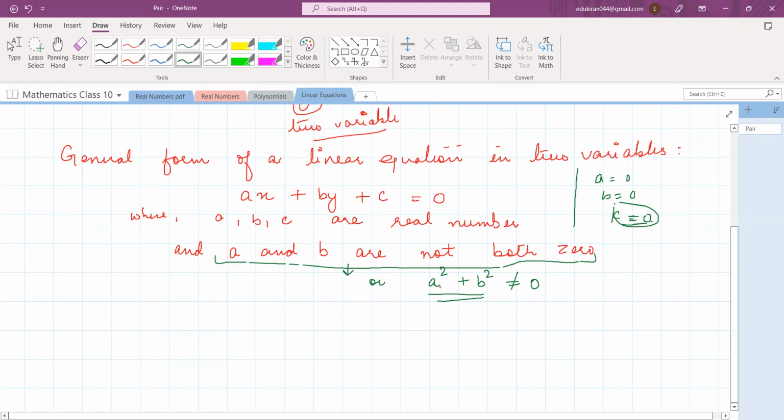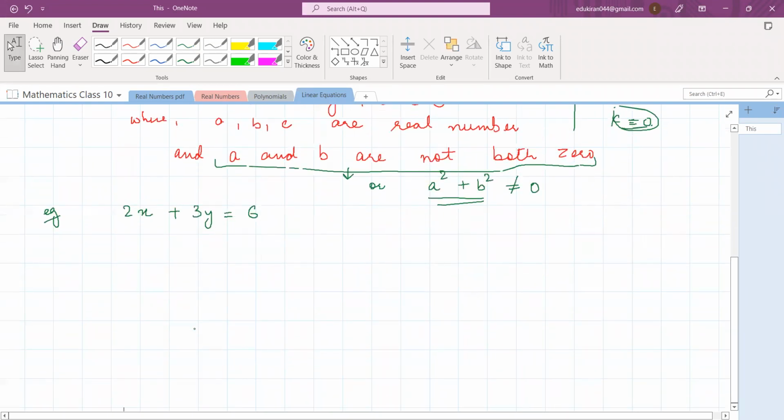Now let us take one example of a linear equation in two variables. Very simple, from your book itself I'm taking. So 2x plus 3y is equal to 6. This is a linear equation in two variables. Now first of all, let us try to learn how to plot an equation and then we will proceed further. So let us try to plot this very simple equation.